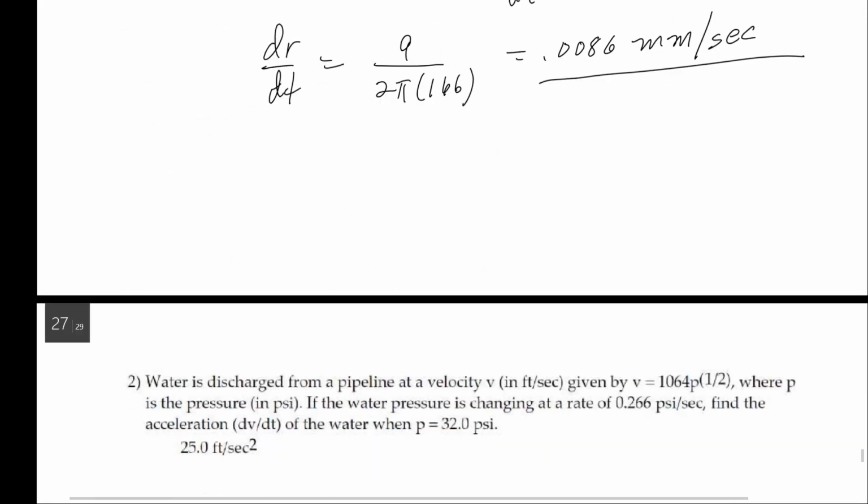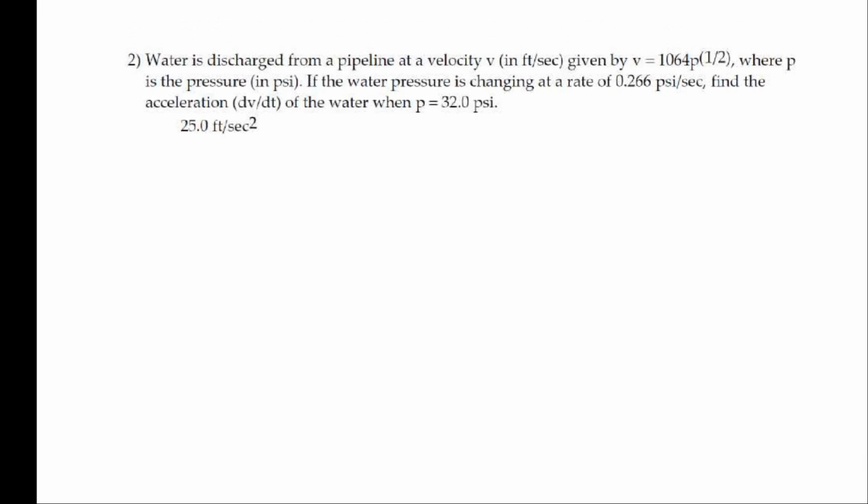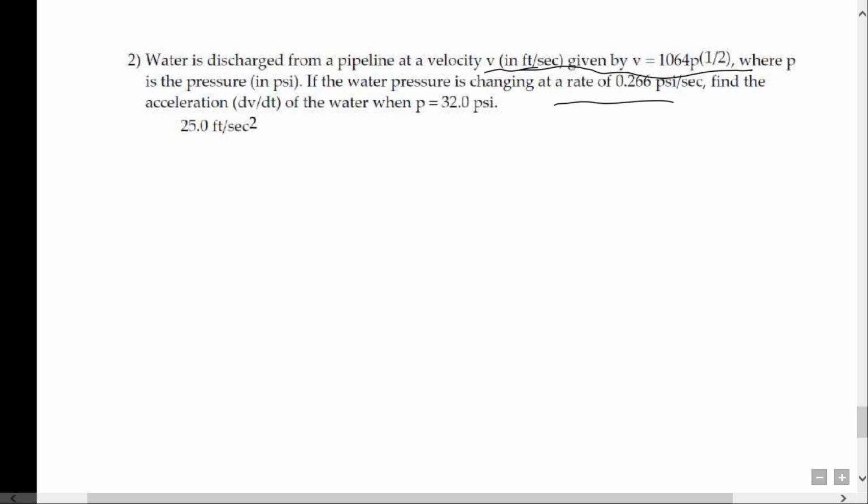Now, why don't you pause this and look at this second problem. We can talk about it for a second, then you try to work it and pause the video. Water is discharged from a pipeline at a velocity v given by v equal 1064 times p to the 1/2 power, where p is the pressure in psi. If the water pressure is changing at a rate of 0.266 psi per second, find the acceleration dv dt of the water when the pressure is 32 psi.